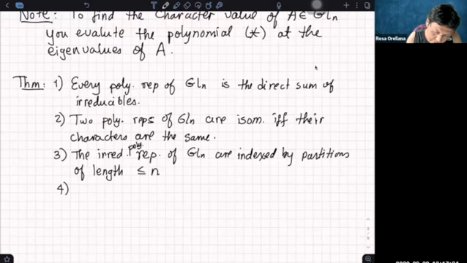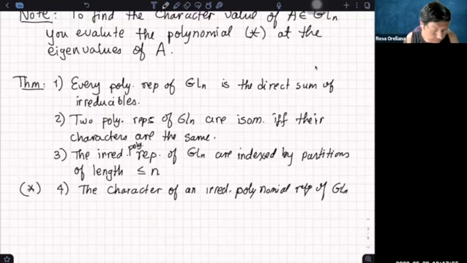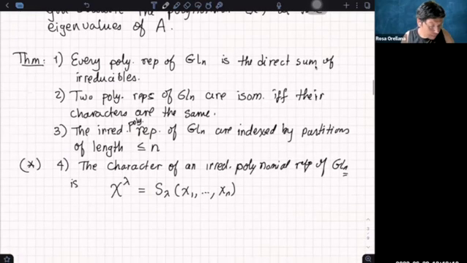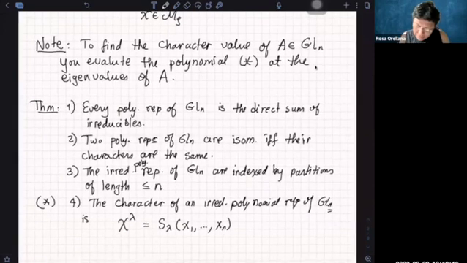But the most important one, which is the key here, is that the character of an irreducible polynomial representation of GLn, remember they are indexed by partitions now, is going to be just a Schur polynomial in the variables x1 up to xn, where n is the same as this n. And this I'm going to be using a lot.